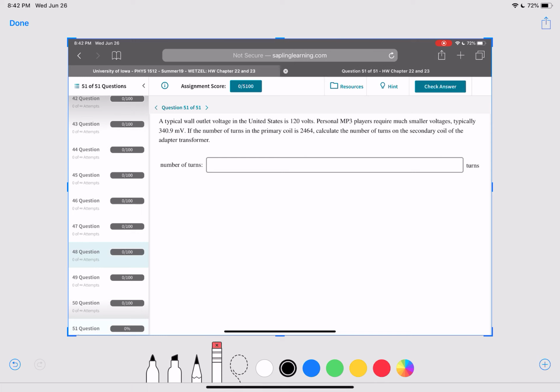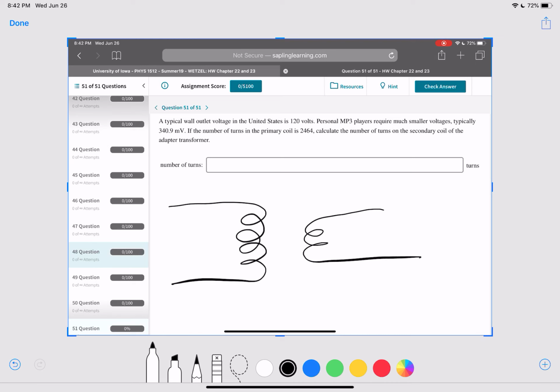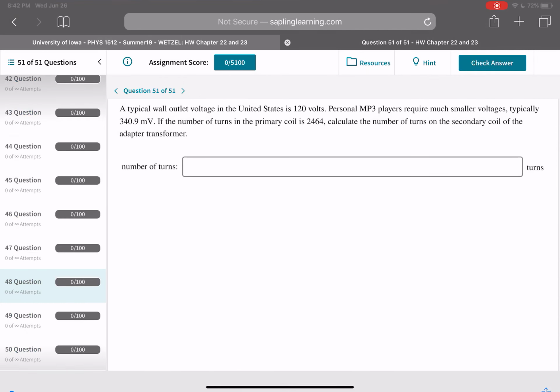So again, transformer is really cool. You just have a wire coming in, looping around, leaving, another wire coming in with fewer turns, and you can turn 120 volts into 10 volts by borrowing only some of it with the fewer turns over here. Okay, anyway, that should do it.